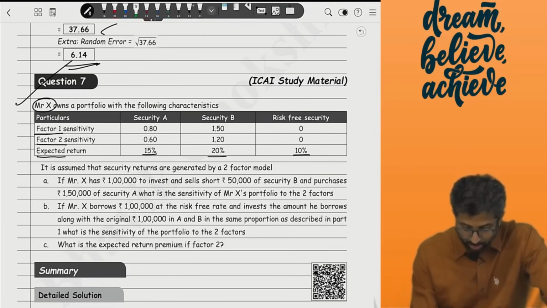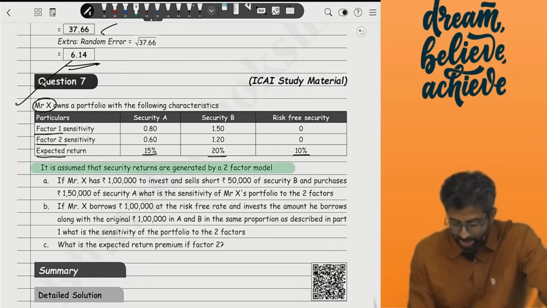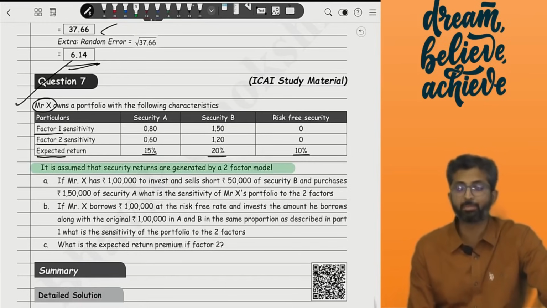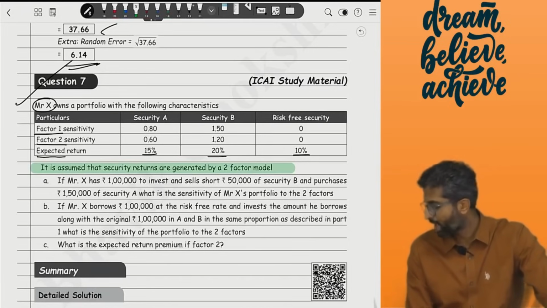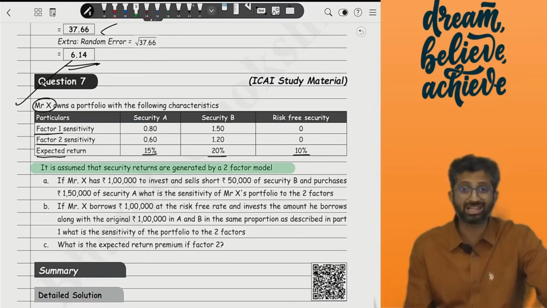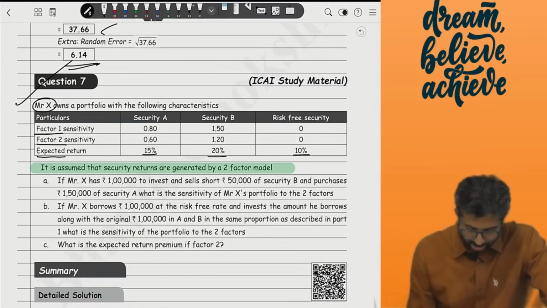Okay, an important point which is mentioned over here, it is assumed that the returns are generated by a 2-factor model. Remember, CAPM is a single factor model, that is, it has only market as a factor. However, when you look at the 2-factor model, that is APT. So over here returns are generated by APT.